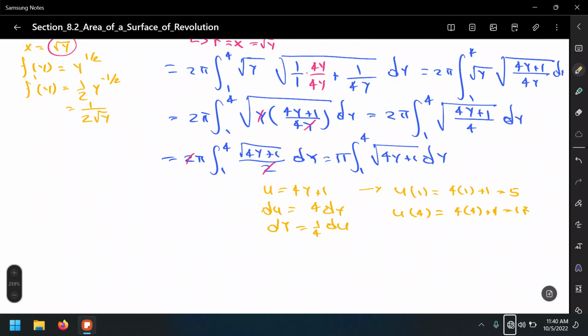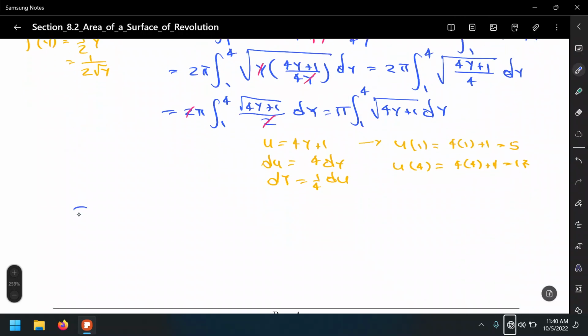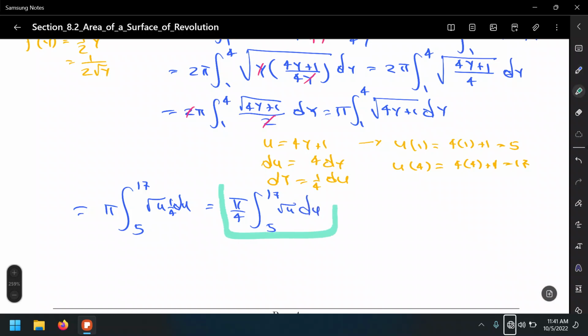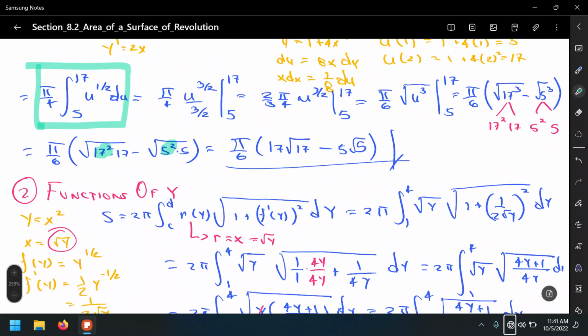Redefining this integral in terms of u, it will be pi integral, instead of 1 to 4, from 5 to 17, of the square root of u du over 4. That's the same as pi over 4 integral from 5 to 17 of u to the 1/2, which is still the root of u. Let me box this integral because that's the same as this integral from before.